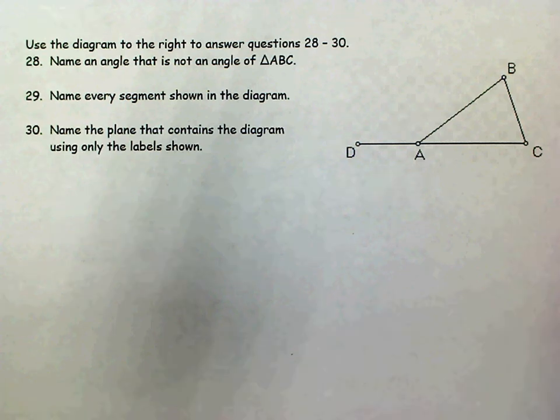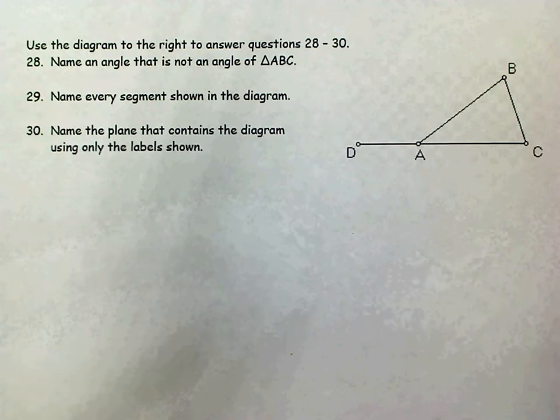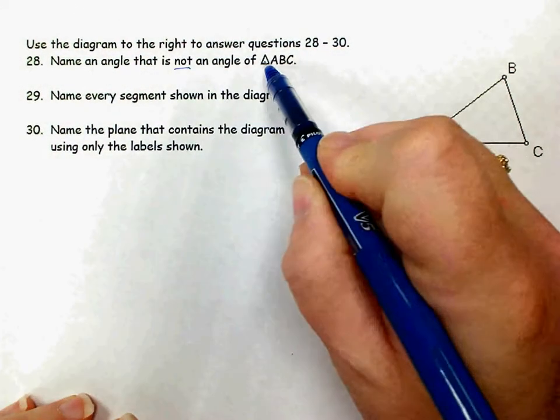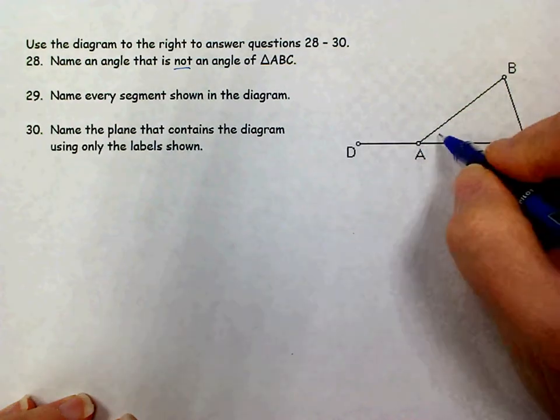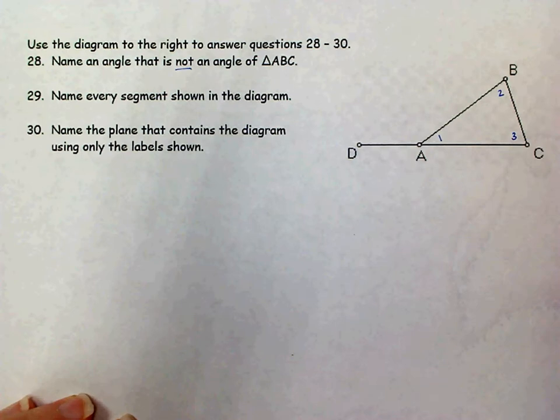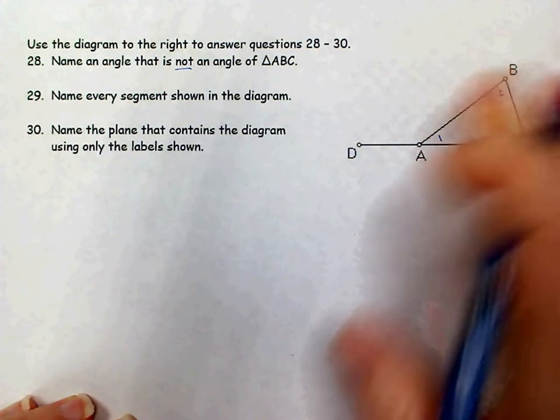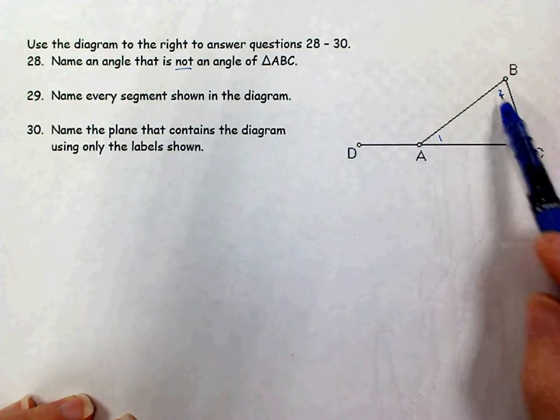On numbers 28 through 30, we're going to use the figure given to do some naming, so using correct notation. On number 28, it tells us to name an angle that is not an angle of triangle ABC. So this is triangle ABC. There are 3 angles in that triangle. So we have to name an angle in this figure that's not one of these 3.